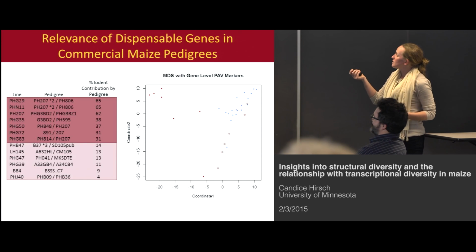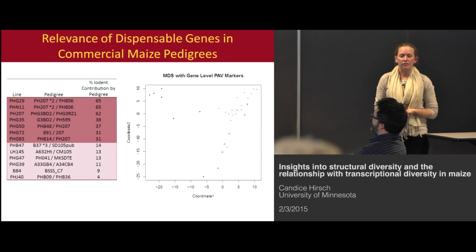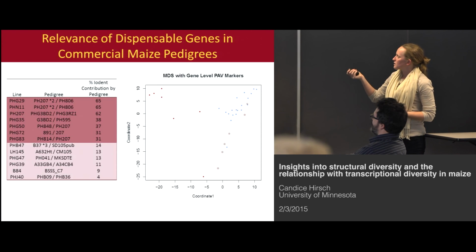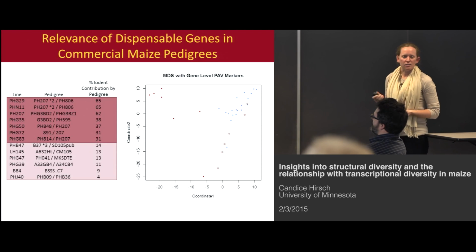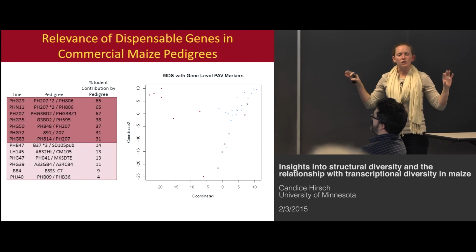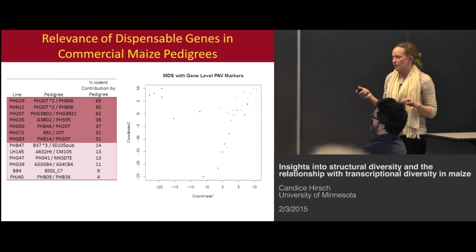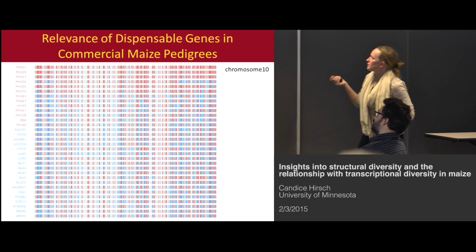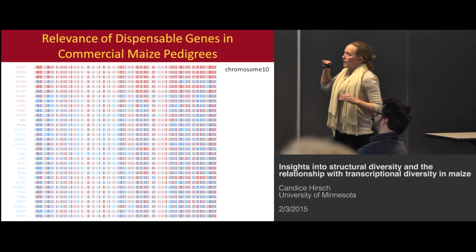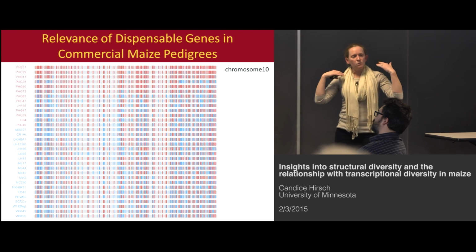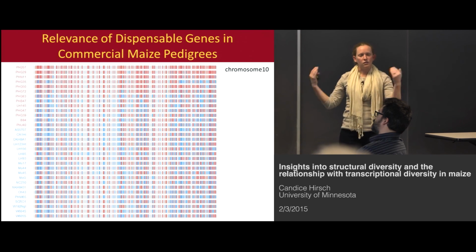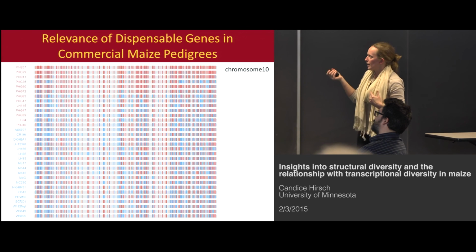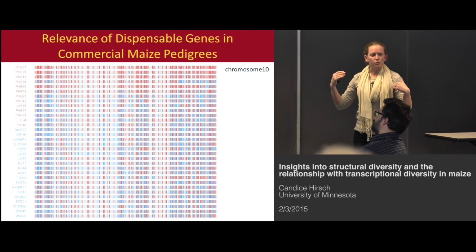But essentially what we're seeing is that when we look at genome content variation, the iodents cluster very tight and the non-iodents cluster tight. And so we see that there's huge drive in genome content variation between these heterotic groups. And if we look at this on a chromosome level, what I'm showing here is if the state is the same as PH207, whether that's present-present or absent-absent, it's red. And if it's a different state, it's blue.